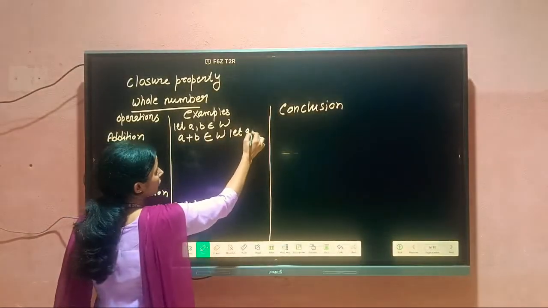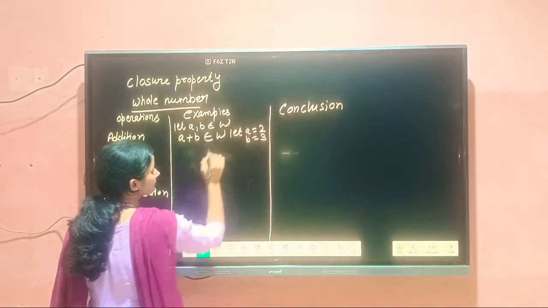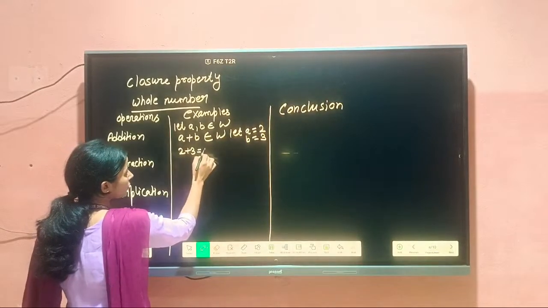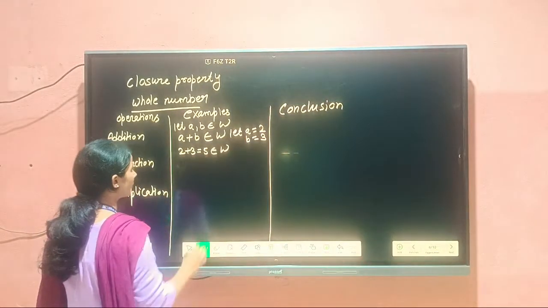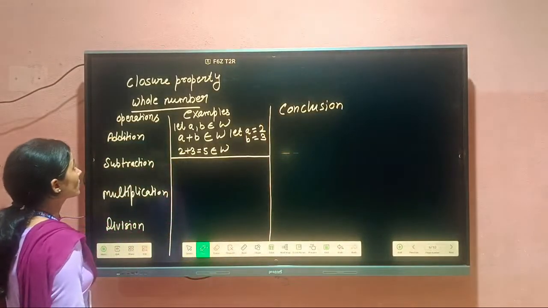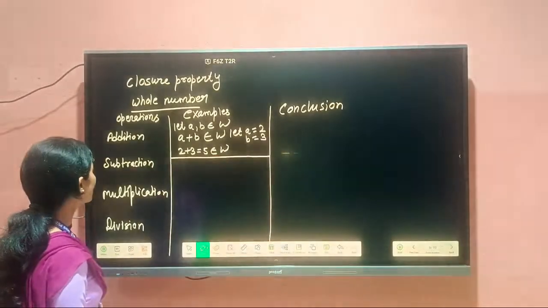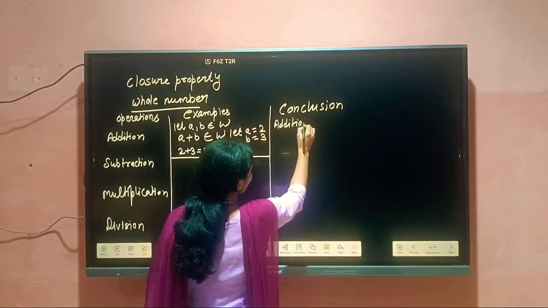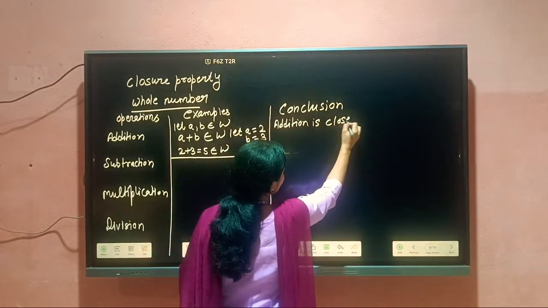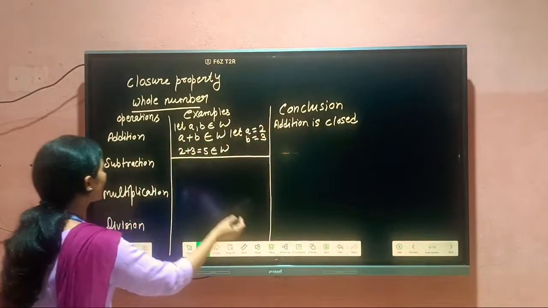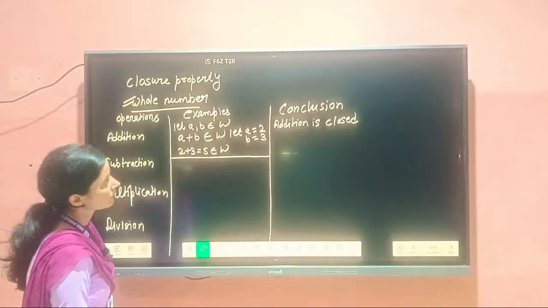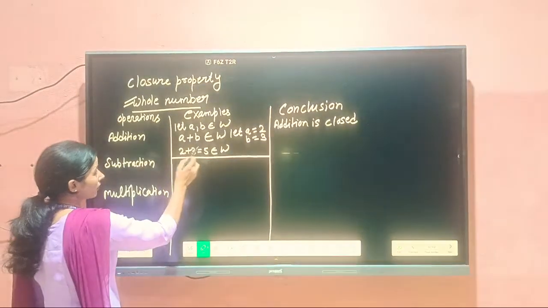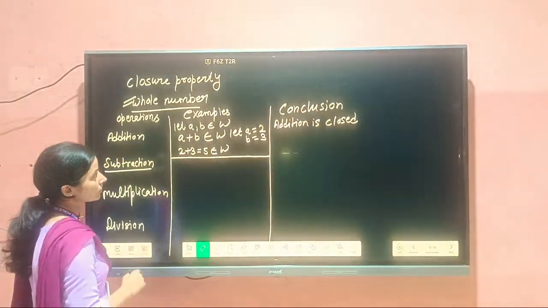Let A equals 2 and B equals 3. Okay, both are whole numbers. Add these: 2 plus 3, answer is 5. 5 further belongs to whole numbers. So what we can say? Addition is closed in whole numbers. For whole numbers we are discussing, it will be understandable. Addition is closed.